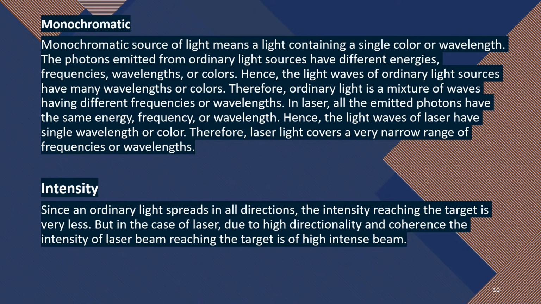So laser light has a small range of wavelength or frequency, that is, a small bandwidth. The bandwidth of an ordinary source of light is about 10 to the power 10 hertz, and the bandwidth of a good laser is 500 hertz.